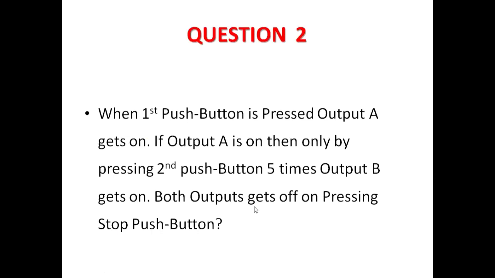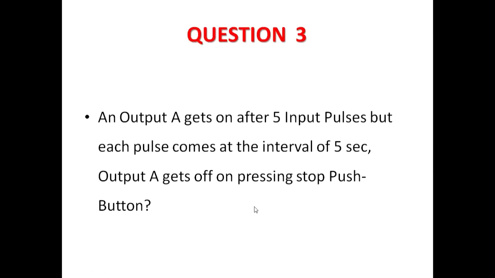Let's move to the third question. Question number three: an output A gets on after 5 input pulses, but each pulse comes at an interval of 5 seconds. It's not that I was doing it previously, like I was forcing on and off. It was not like that. Just press the push button and automatically after 5 seconds a pulse comes, and that is counted by the counter. Even after 5 pulses, output A gets on. Okay, so let's move to the solution.